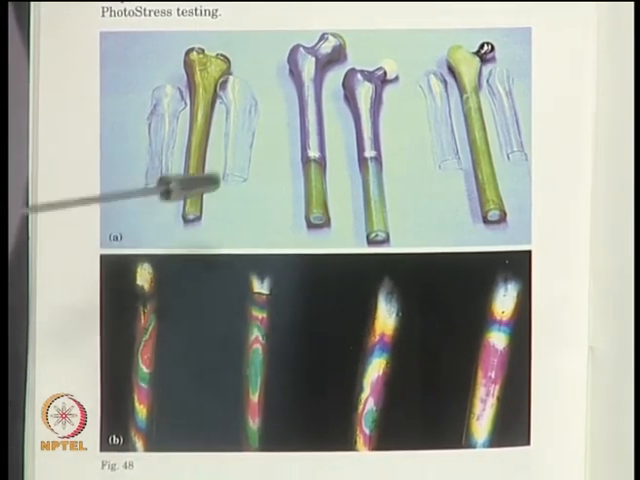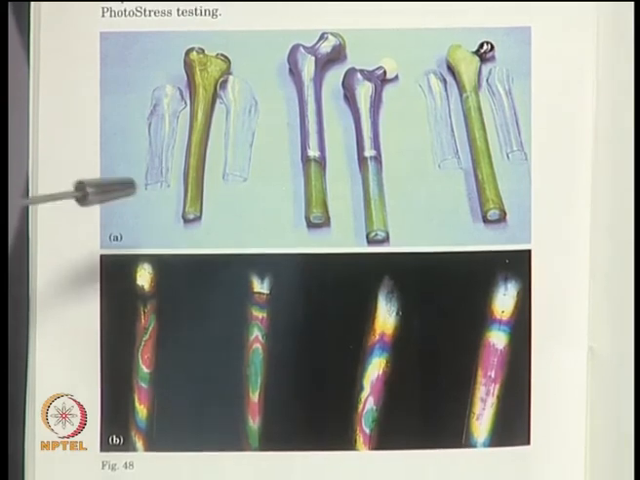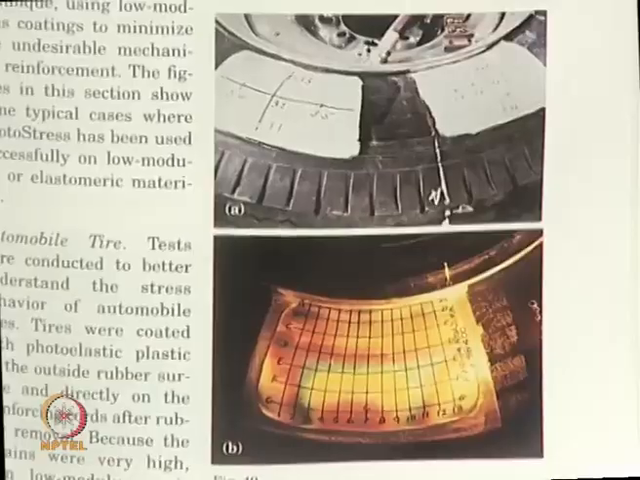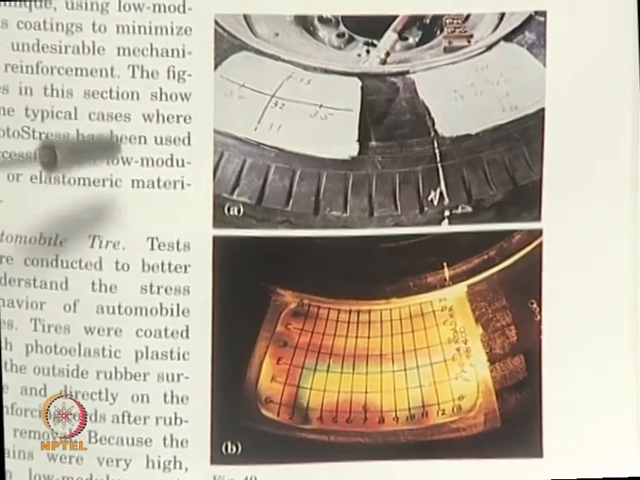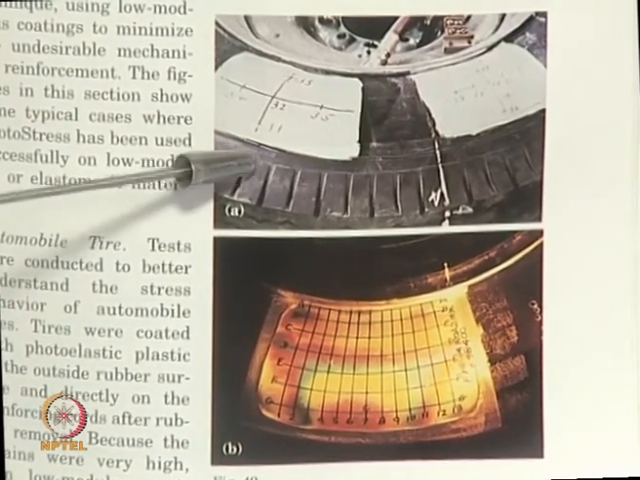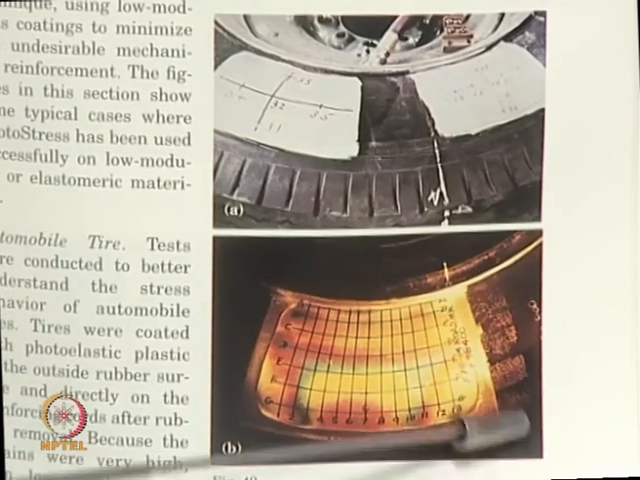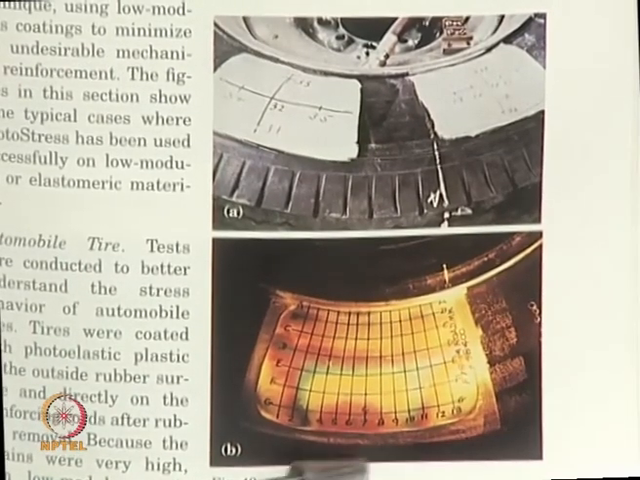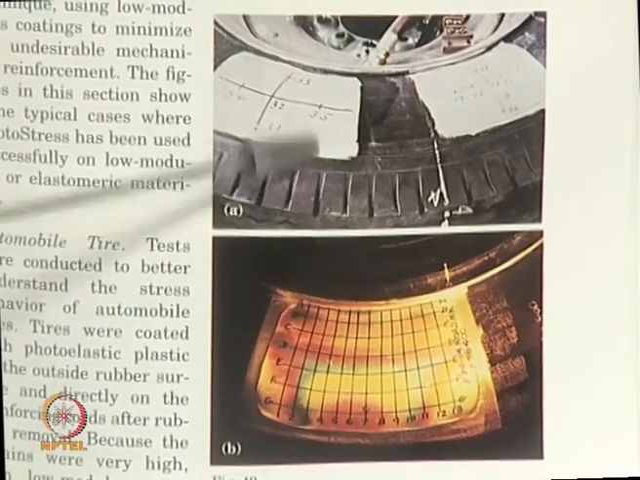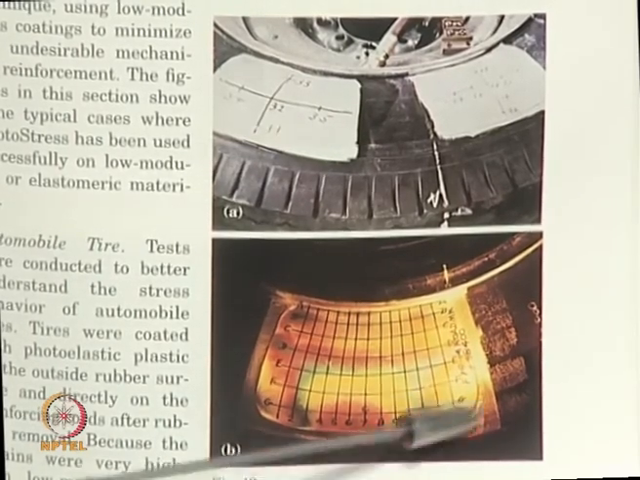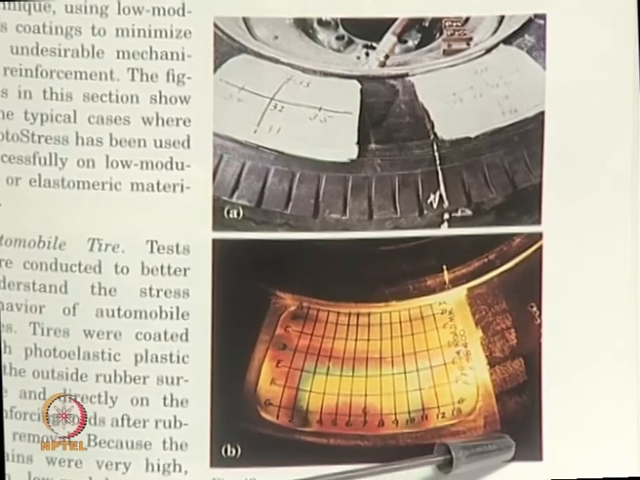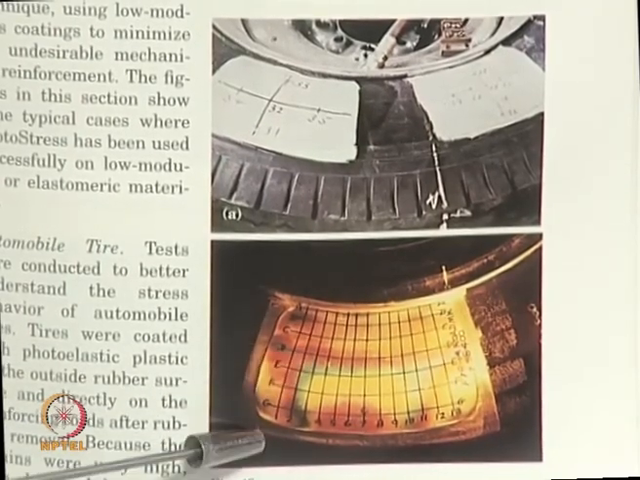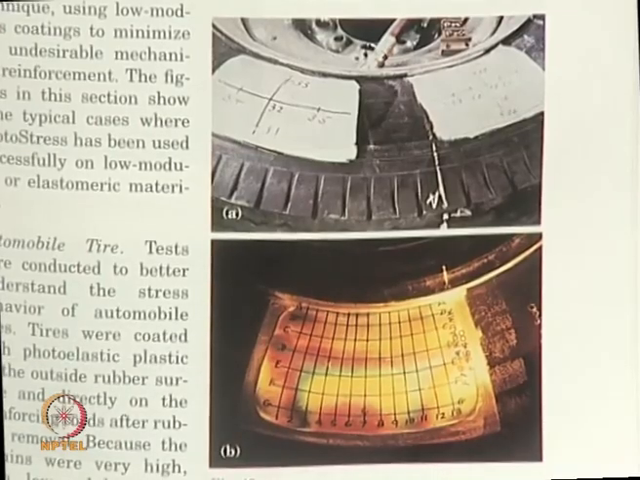So, you have seen a range, you have seen for metals, now you see application of photoelastic coating to bone. Finally, you see application of photoelastic coating to the tire of an aircraft application, and you see the tire bonded with photoelastic coating, and these are all the fringe patterns observed. And mind you, here you have to use the appropriate coating material to reveal the stress pattern.